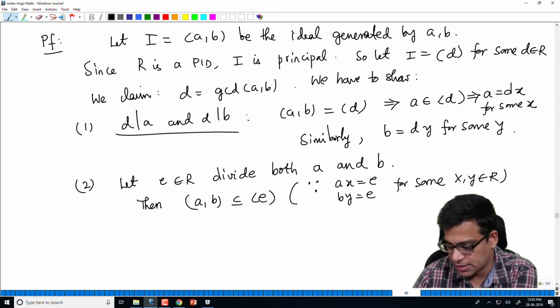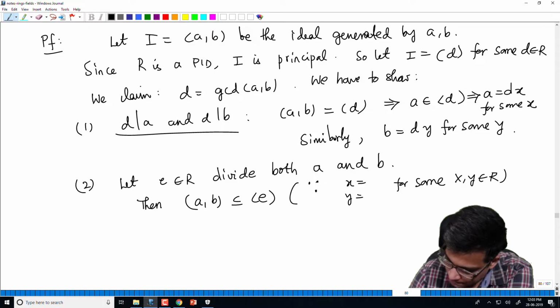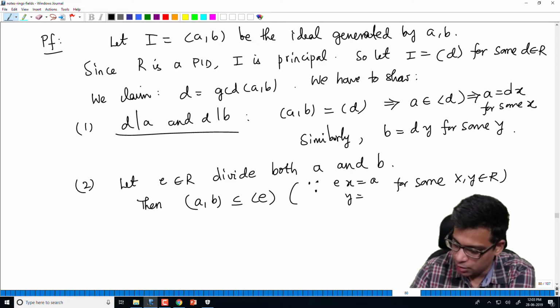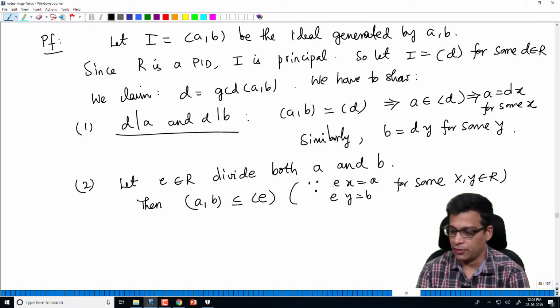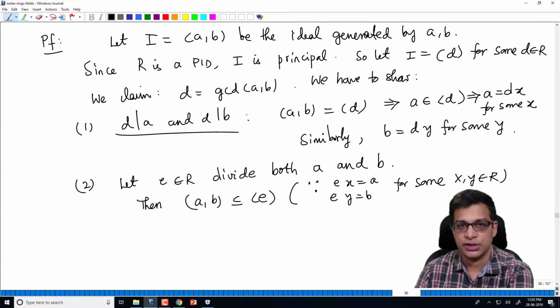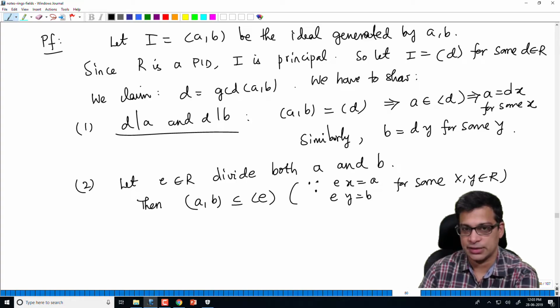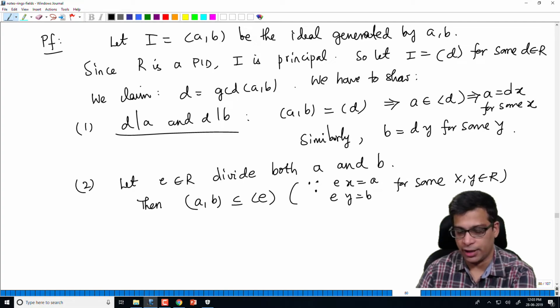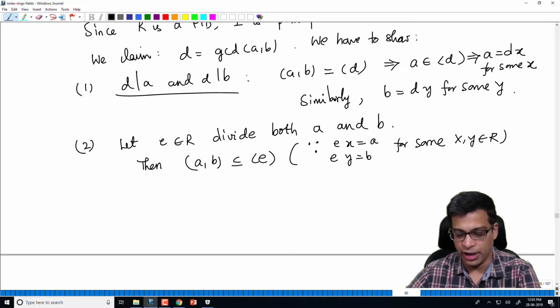Sorry, this is not correct. I should write Ex equal to A, Ey equal to B. E divides A, that means Ex is equal to A for some x, Ey is equal to B for some y. That means A is of the form Ex, so A is in the ideal generated by E. Similarly, B is in the ideal generated by E. So if the generators are in some ideal, the entire ideal generated by A and B is contained in the ideal generated by E.